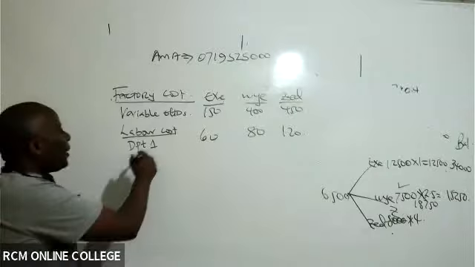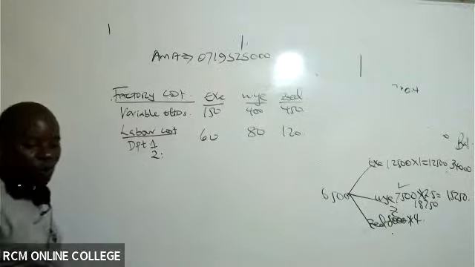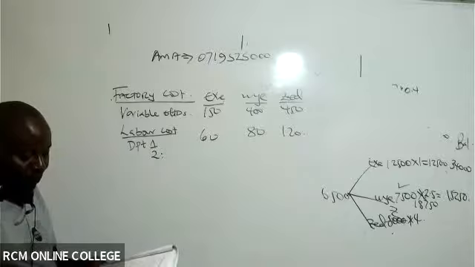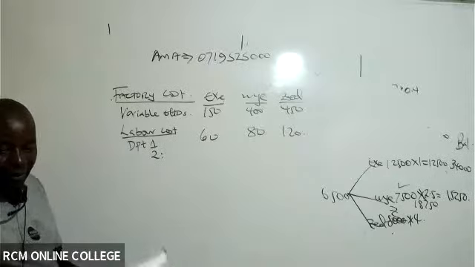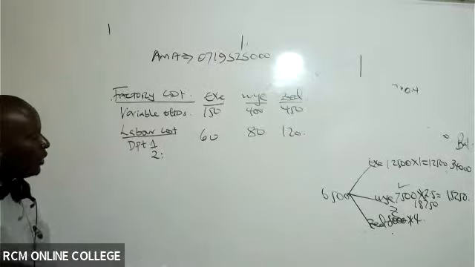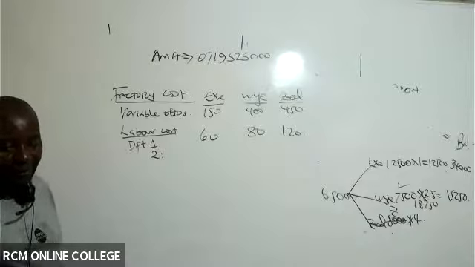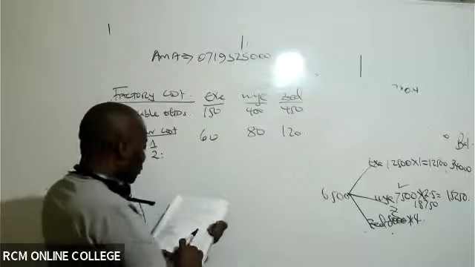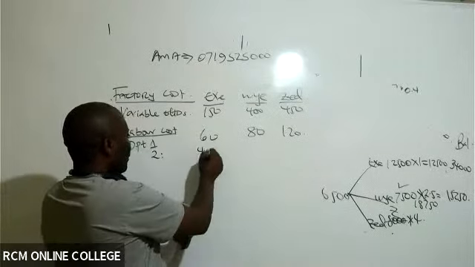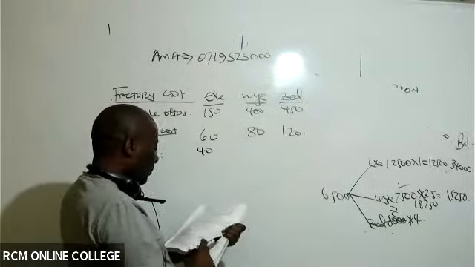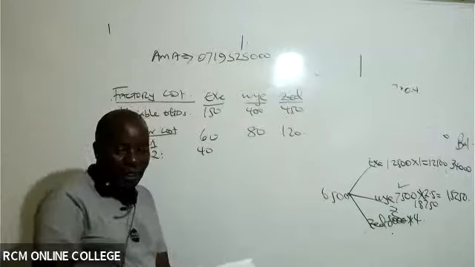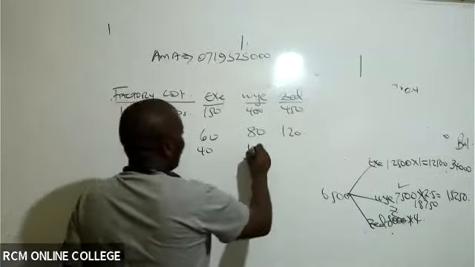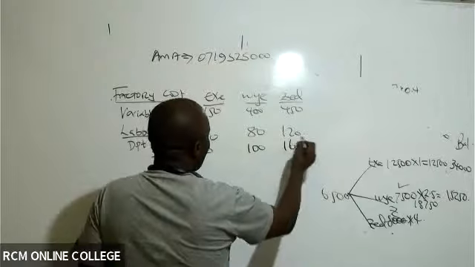And then we have department 2. What do we have here, ladies and gentlemen? The first one for department 2 here is 40. Then we have, I think, 100 and 160.